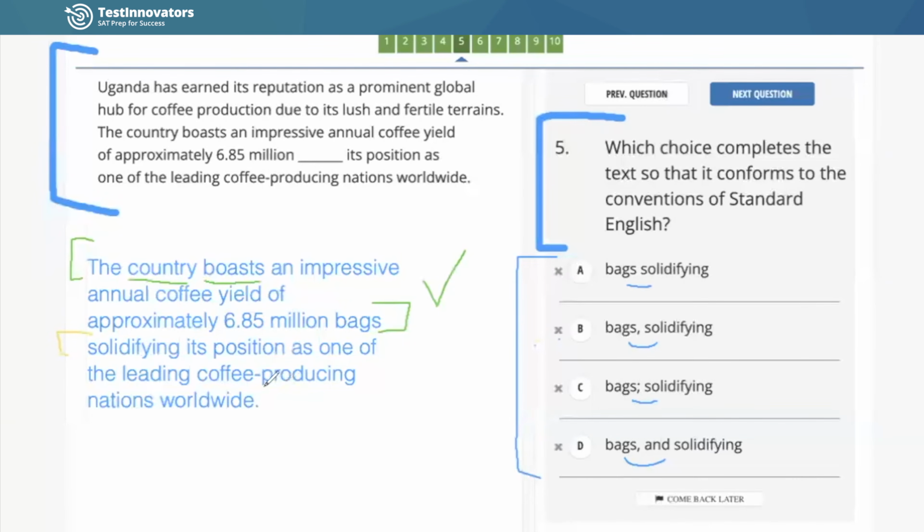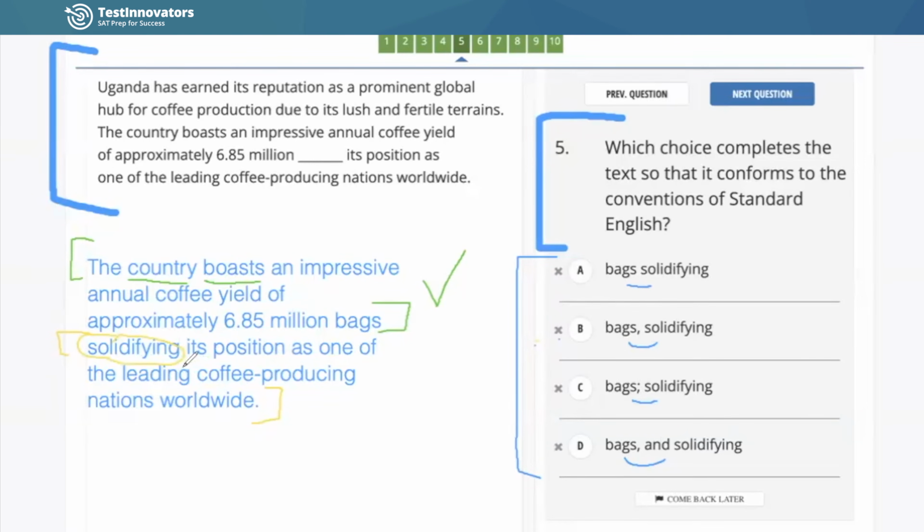Solidifying its position as one of the leading coffee producing nations worldwide. Does this make sense on its own? No, it doesn't. Now let's figure out why. Is there a subject? No, there isn't. It's not clear who's carrying out the action, who this is referring to. Now, is there a verb? There is, which is solidifying, but it's not quite clear if this is acting as a verb.